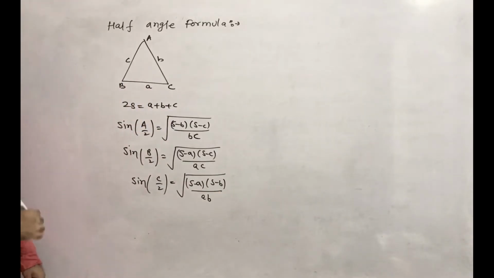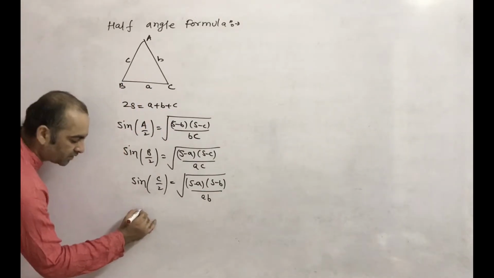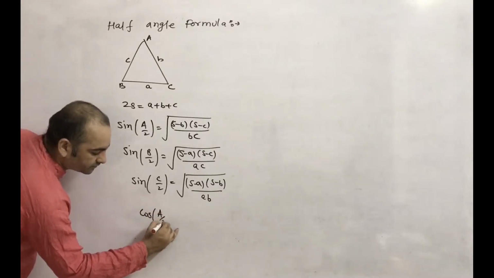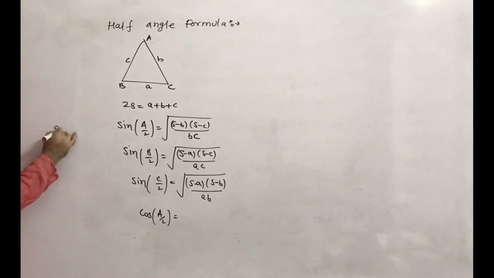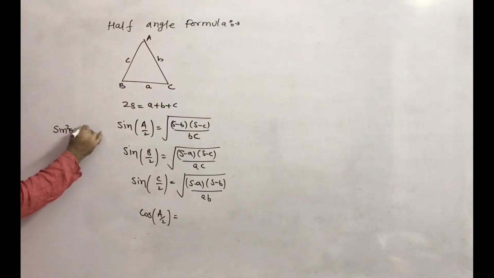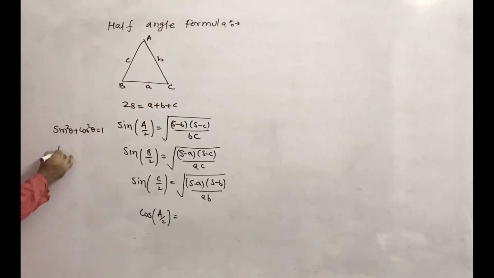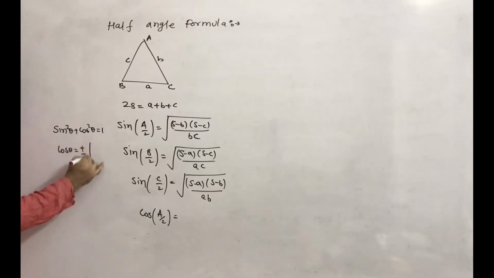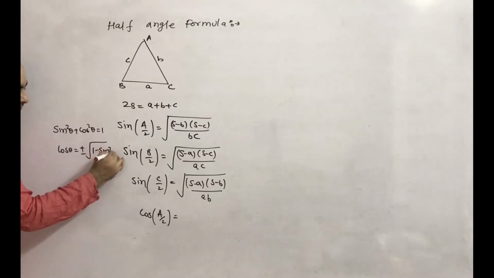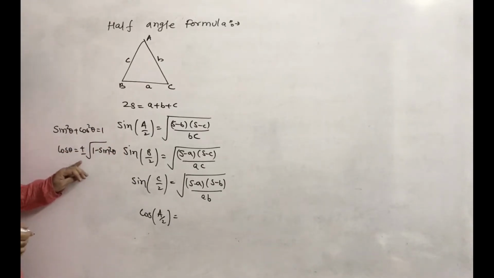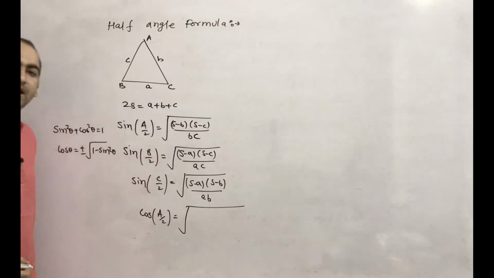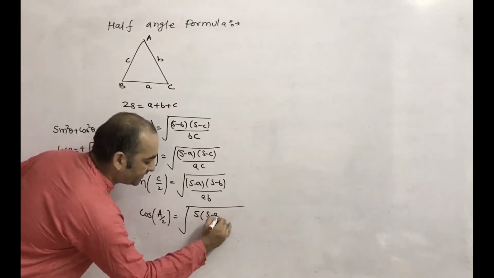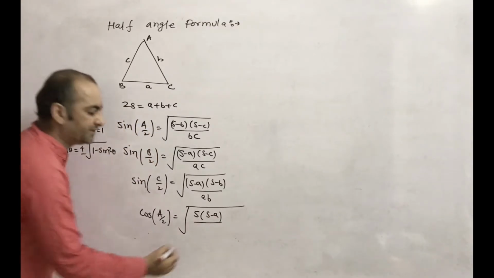Similarly, if you want to find cos A by 2, we know that sin square theta plus cos square theta equals 1. So cos theta will be plus minus root over 1 minus sin square theta. Using this formula, cos A by 2 comes out as root over s(s minus a) divided by bc.